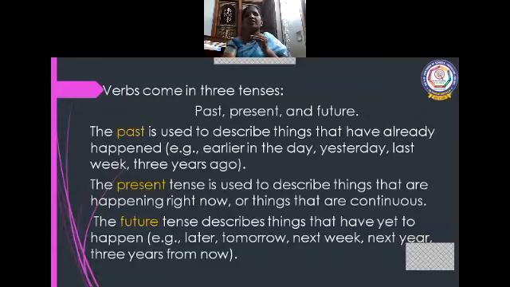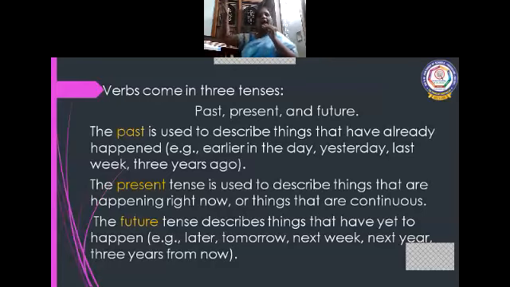The future tense describes things that have yet to happen. Example: later, tomorrow, next week, next year, 3 years from now. So future tense describes things that have yet to happen. What is happening now is called present tense. What happened a long time back is called past tense. What is going to happen in future?